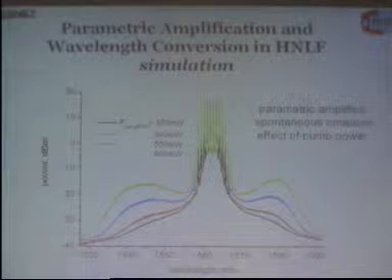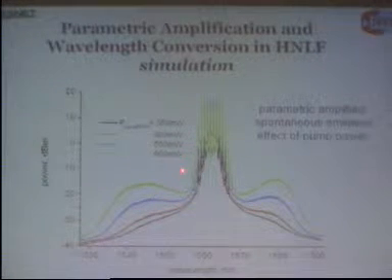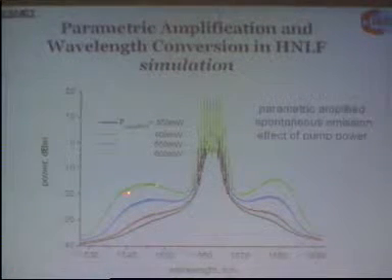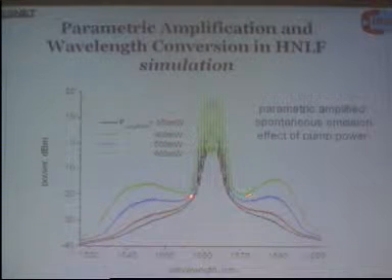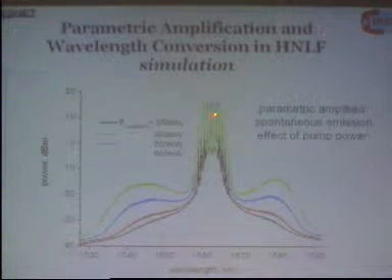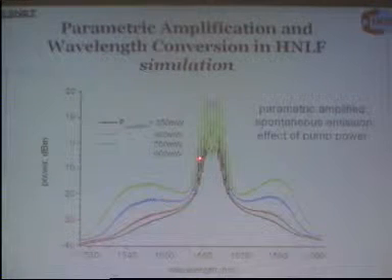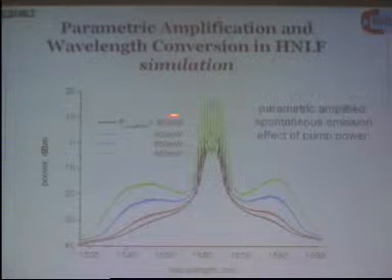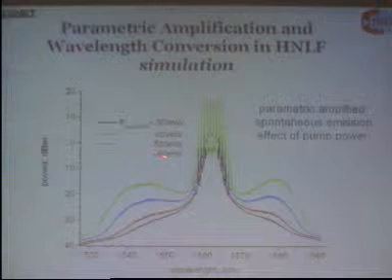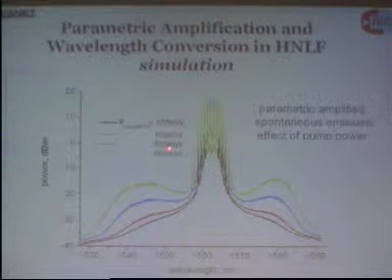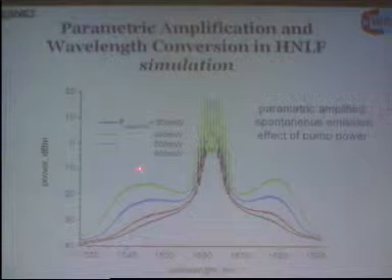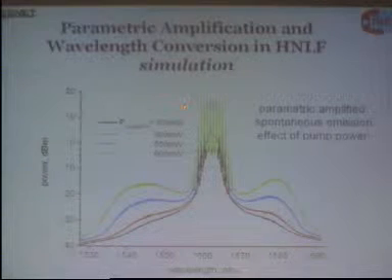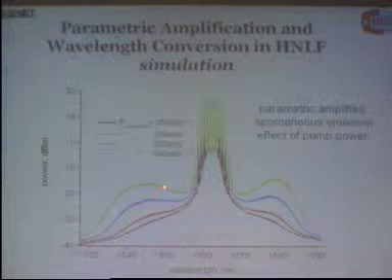And this is another result of numerical simulation which resembles the experimental results demonstrating the amplifying possibilities or amplifying potential of the two-pump parametric converter. So there is no signal in that case, and this is just the amplified spontaneous emission calculated for different values of pump power, starting from 600 milliwatts, this is the green curve, to 350 milliwatts, which is the black curve. Again, the pump power was equally divided between these two pump wavelengths.